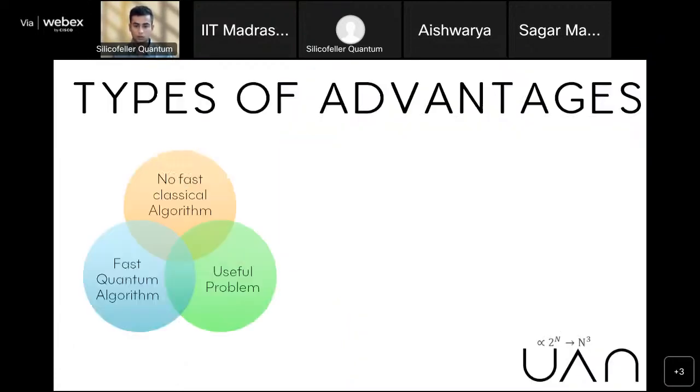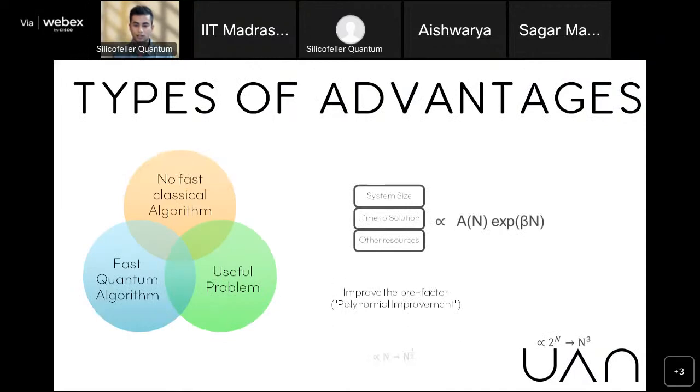So I'm just going to go through what different types of advantages there are in quantum computing. There are fast quantum algorithms, and we have to hit the target in the middle, where we don't have any fast classical algorithm, but we do have a fast quantum algorithm, and we have to find a useful problem. If we hit the sweet spot in the middle, we'll be able to find some advantage, and the advantage lies basically in how we can improve the prefactor of the polynomial, or exponentially reduce the polynomial.